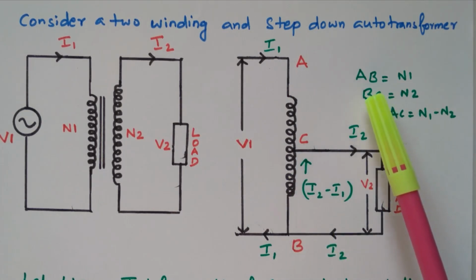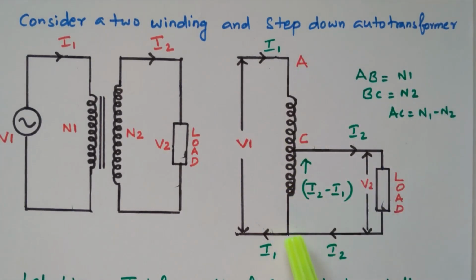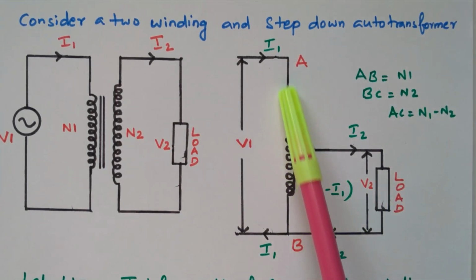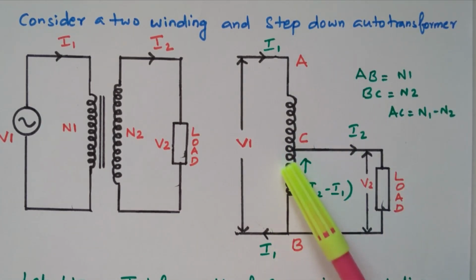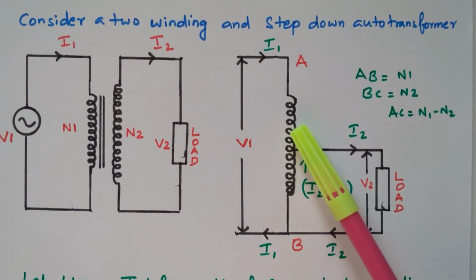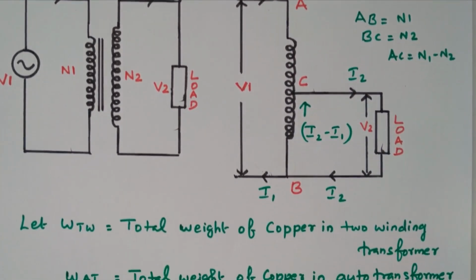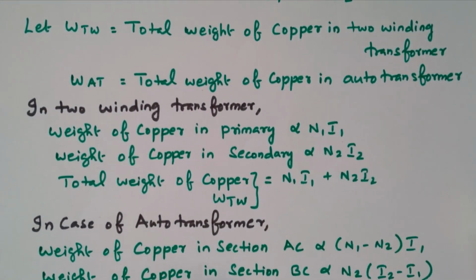Now we will see the number of turns. AB is nothing but the primary winding, the number of turns is N1. BC is the secondary winding, with N2 turns. Suppose the number of turns in the section AC is N1 minus N2. N1 refers to the primary winding, the entire winding. N2 refers to the common section of winding BC. So the winding in the section AC is the difference between these two, N1 minus N2.